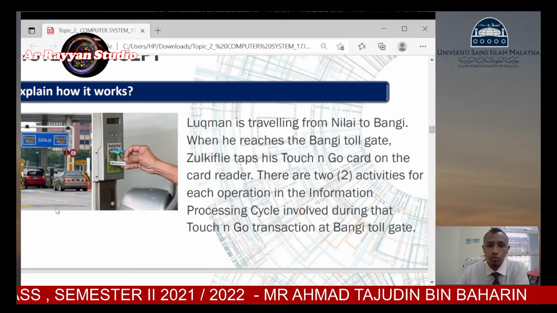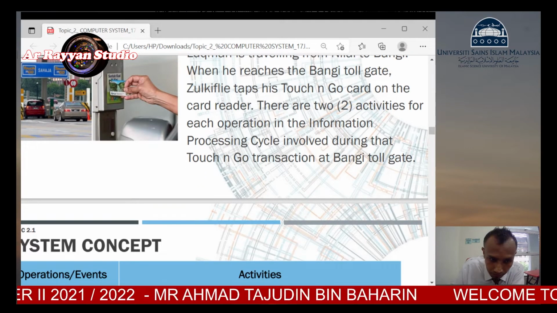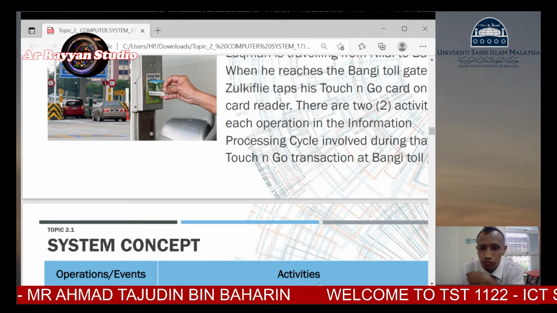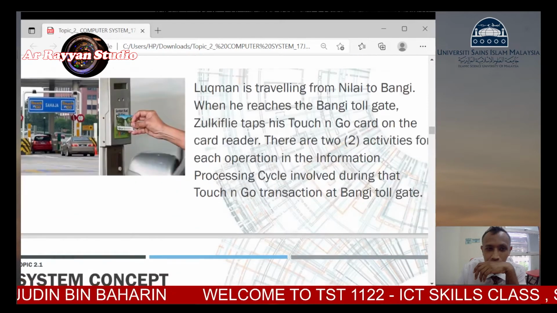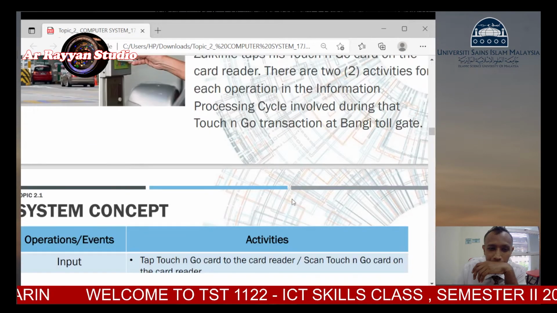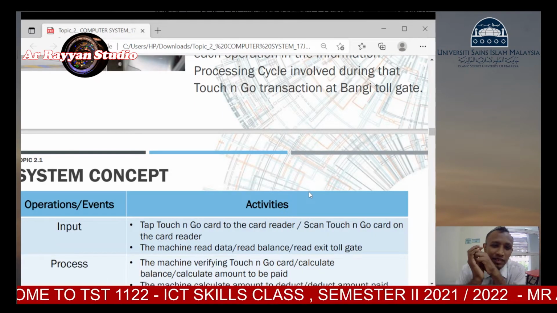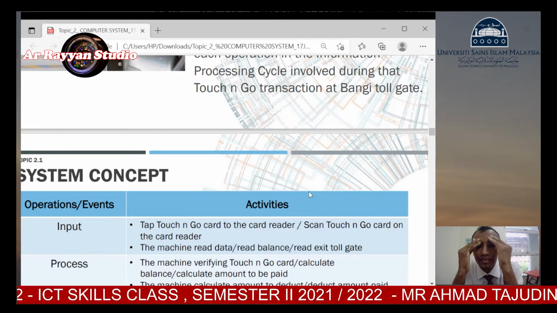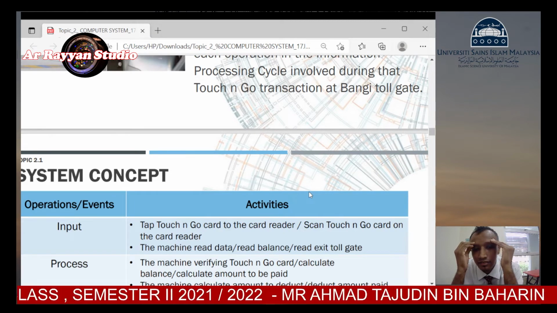Okay, so how is work? Dua aktiviti tu dia touch and go tu. Lepas tu satu lagi yang palang tu naik atas ni. Palang tu naik atas tu. Okay, so input dia apa? Dia scan card tu kan. Bila dia touch card tu, so card reader tu akan scan card tu.